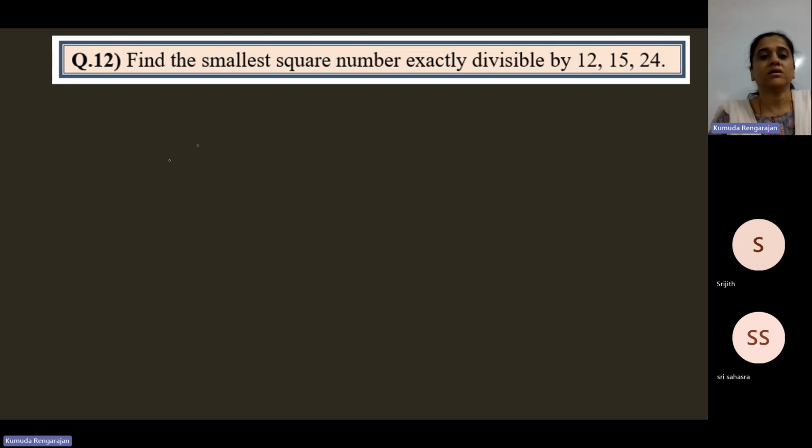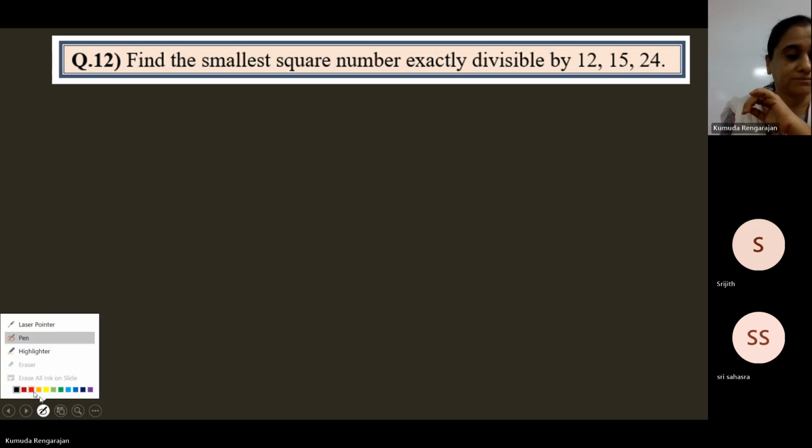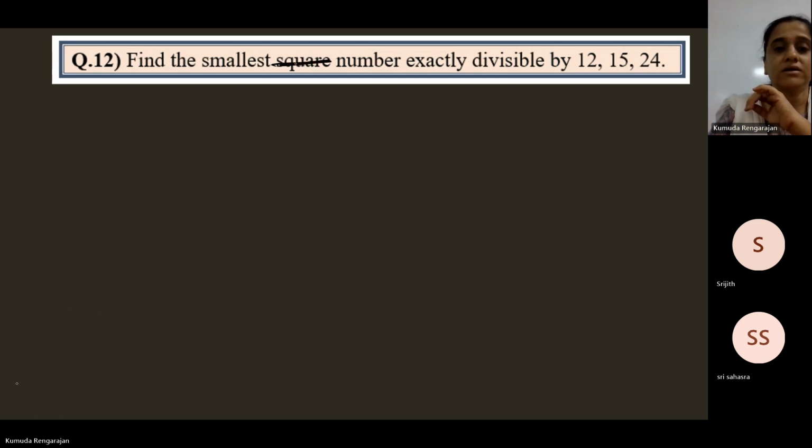Find the smallest square number exactly divisible by 12, 15, and 24. See, we have come across this question. Find the smallest number. We have come across this question as early as in standard 4. Find the smallest number exactly divisible by 12, 15, and 24. And that will be the LCM of these three numbers.